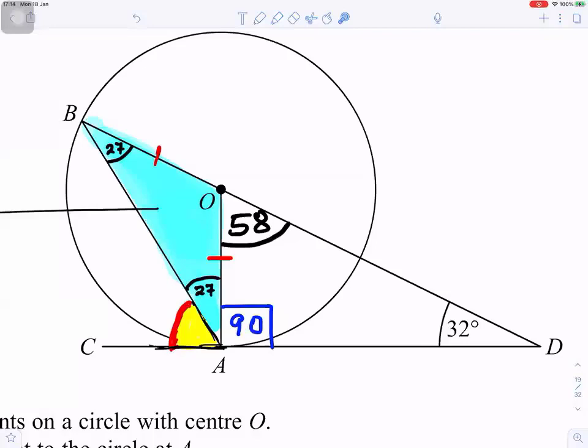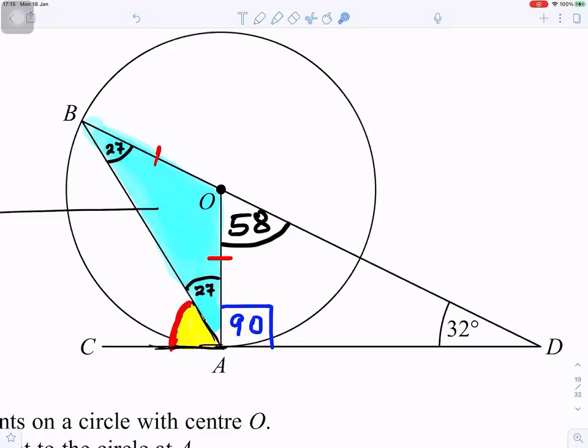So when I zoom in, you can see that this triangle is an isosceles triangle because this side is a radius, this side is a radius, and they are the same length. So it's an isosceles triangle. And because it's an isosceles triangle, this base angle is the same as this base angle.